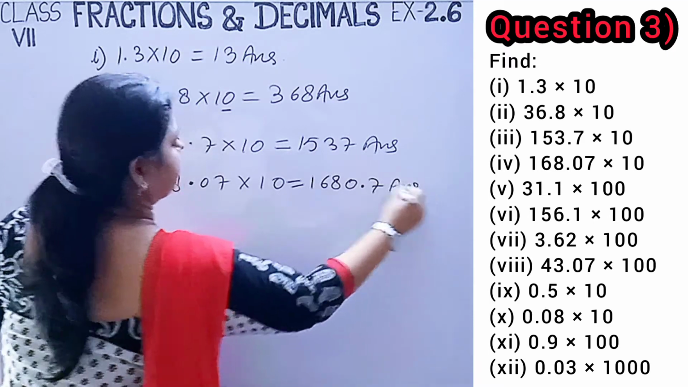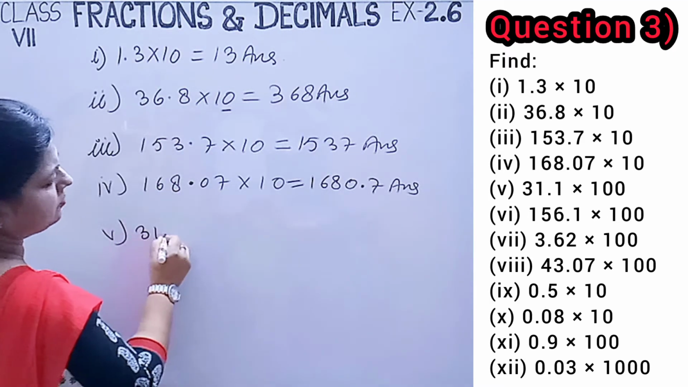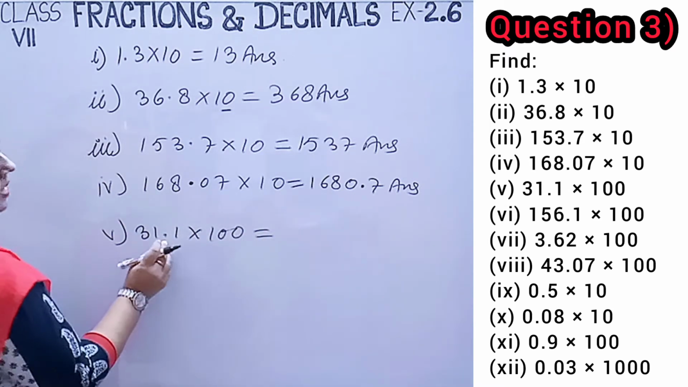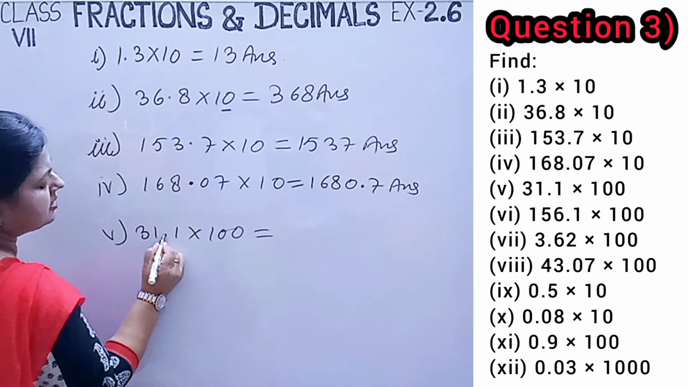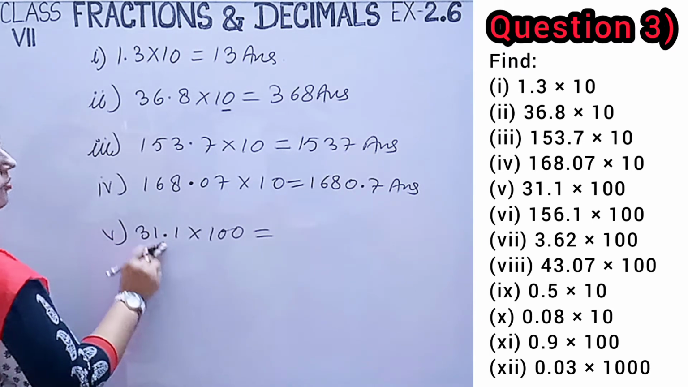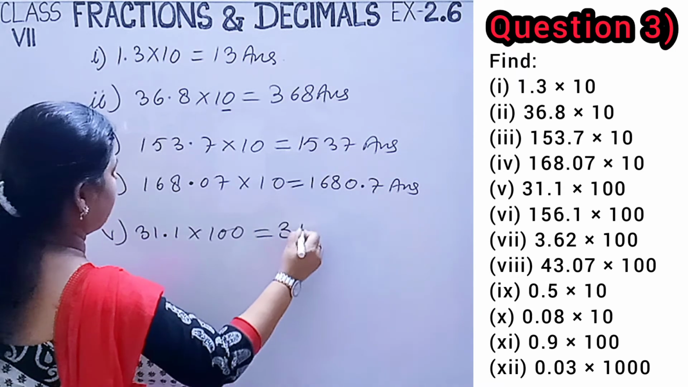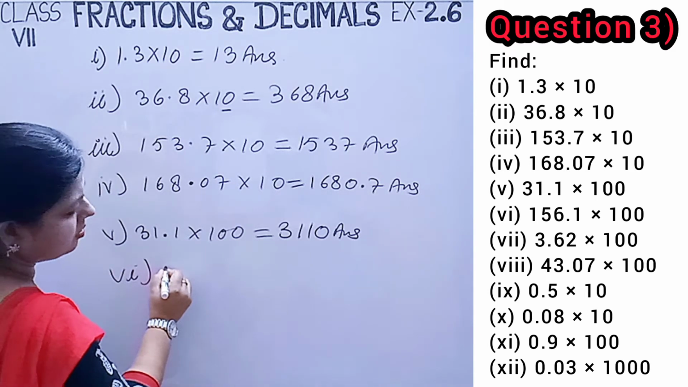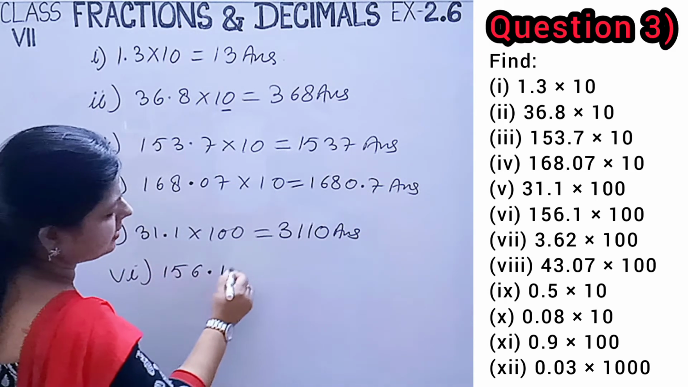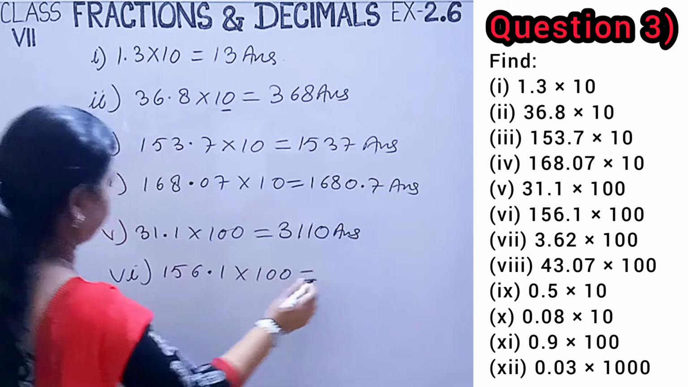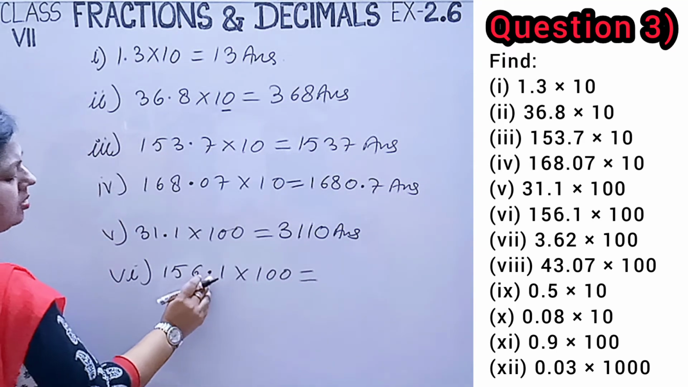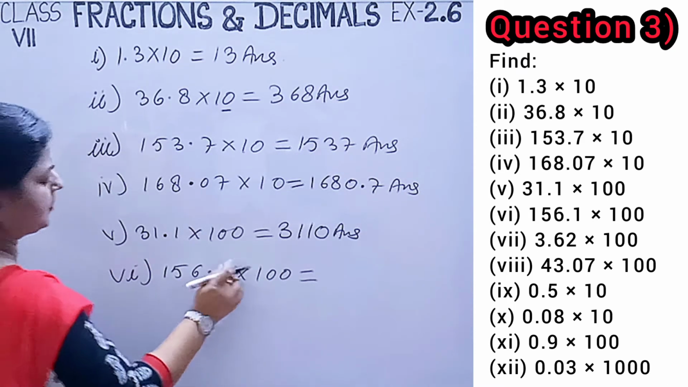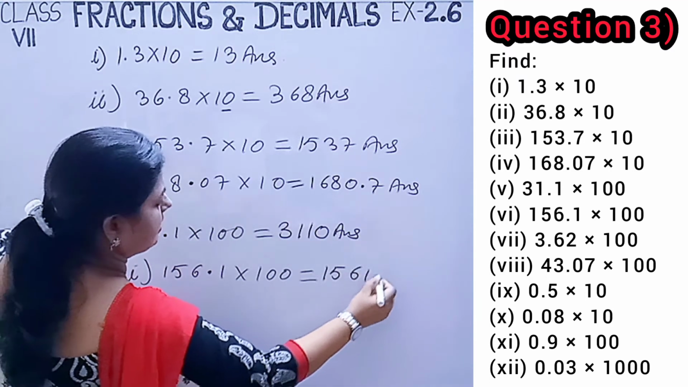Answer. Fifth part. 31.1 into 100. Now we have two zeros here, but we have only one place after this decimal. So we have to put one extra zero. 3110 answer. Sixth part. 156.1 into 100. Now only one digit after the decimal, and here we have 2 zeros. So we have to put 1 zero here. 15610 answer.